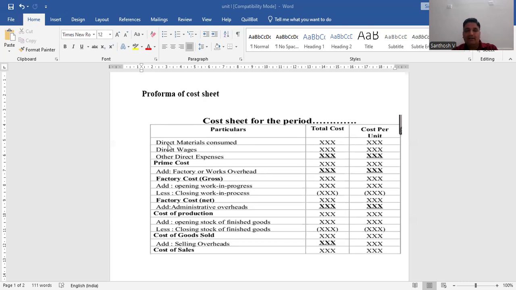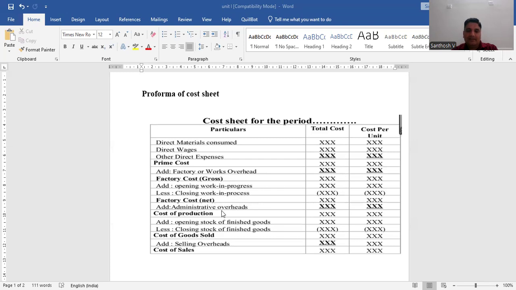In some cases, in a detailed proforma, we can see opening stock of direct materials and closing stock of direct materials, like part C questions. Those kinds of questions I am going to send you in upcoming videos. Once you add all together, you will come to know the prime cost, total cost as well as per unit. Then add factory or works overhead. After that you will get factory cost, then add opening work in progress and less closing work in progress. The different amounts you write, the total cost and cost per unit you are supposed to mention here. Then you get factory cost as well as works cost.